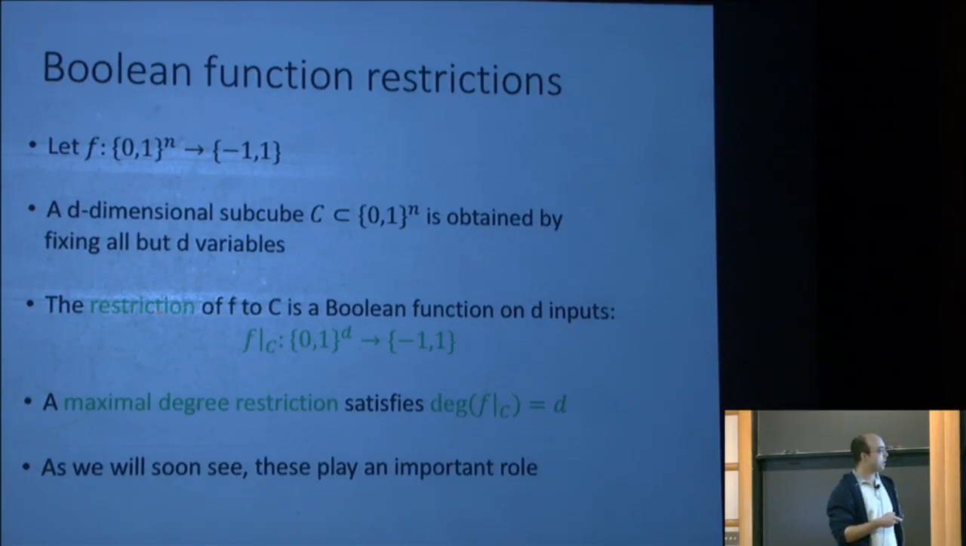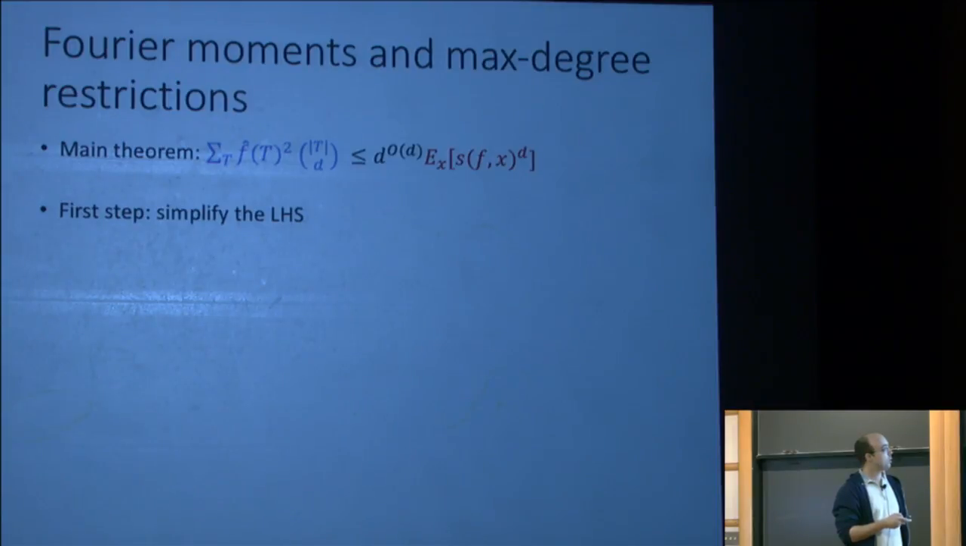So then we'll study restrictions of Boolean functions. Now we say that a restriction has maximal degree, and think of maximal degree as maximally complicated in some way, if its degree as a real function is d. So it's the maximum it could be as a function of the inputs, and this will play an important role. Okay, so this is the notion of a maximal degree restriction. It's a restriction where the restricted function has maximal degree.